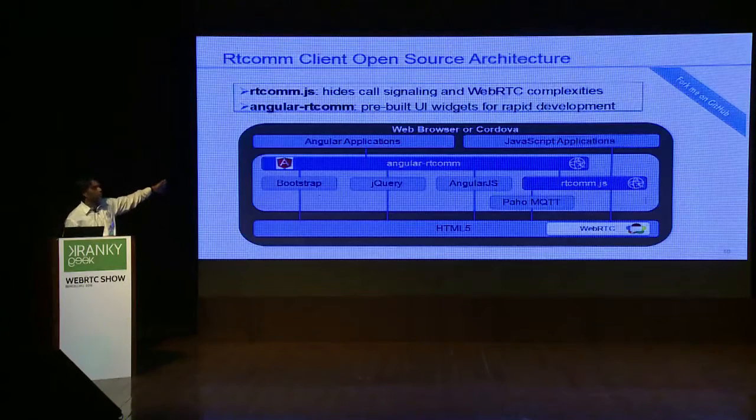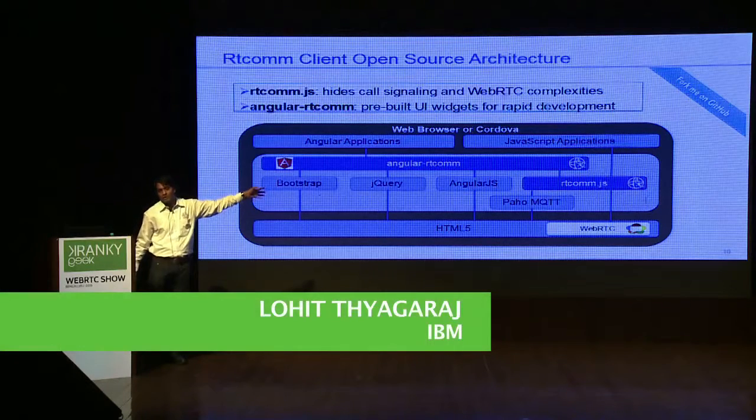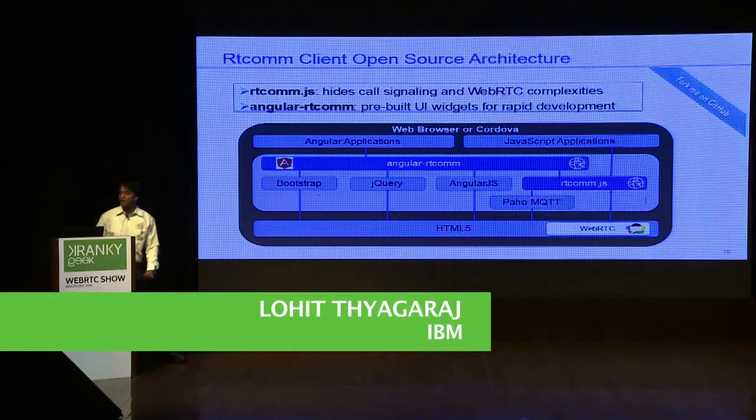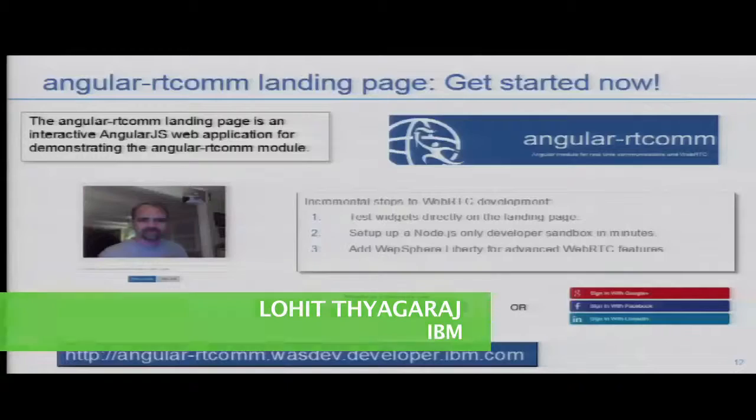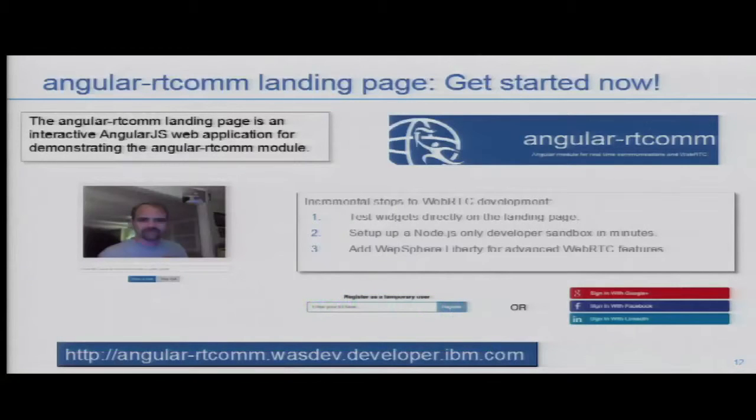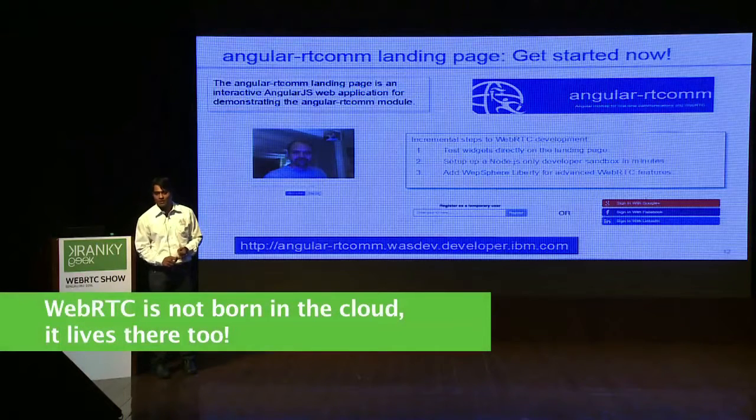And this is the architecture I talked about. So you can see on the right side, we have the RTCOM JS, and over that, the Angular RTCOM. So either you can use Angular or the non-Angular aspect. So this is the landing page, where you can see the Angular RTCOM site at rtcom.wasdevelopers.ibm.com. So you can go there, you can just download the Node.js, you can just download the MQTT broker, and within 5 minutes, you should have your WebRTC applications up and running, right?